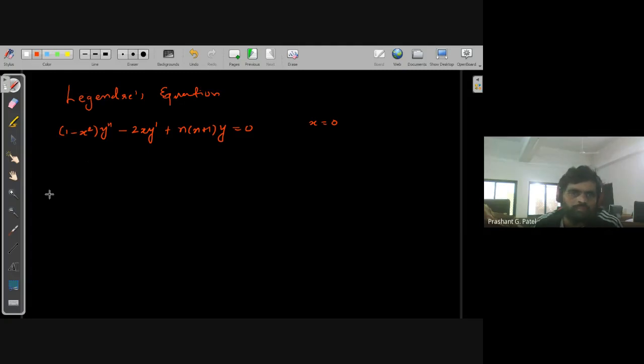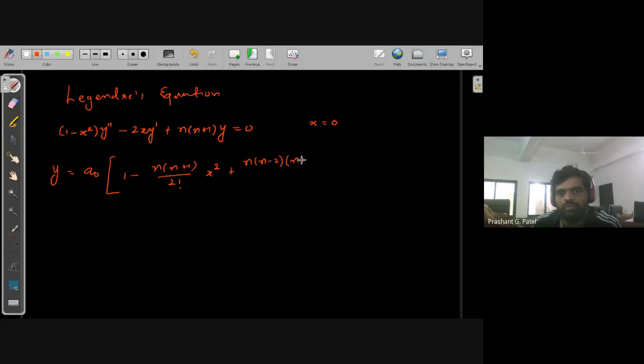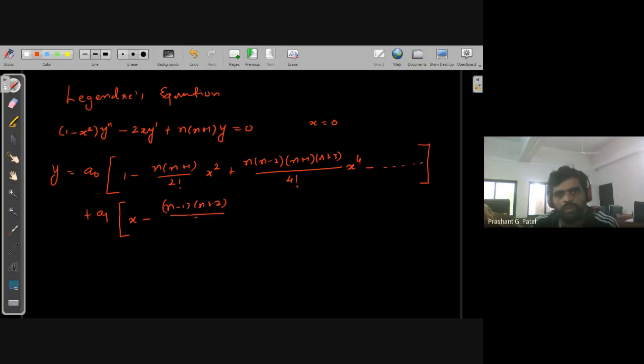It is of the form y equal to a0 into [1 minus n into (n plus 1) by 2 factorial x square plus n into (n minus 2)(n plus 1)(n plus 3) upon 4 factorial x power 4 minus and so on] plus a1 into [x minus (n minus 1)(n plus 2) upon 3 factorial x cube plus (n minus 1)(n minus 3)(n plus 2)(n plus 4) upon 5 factorial x power 5 minus and so on].